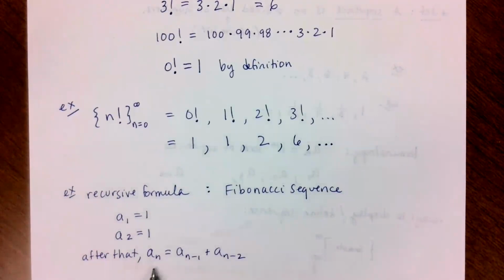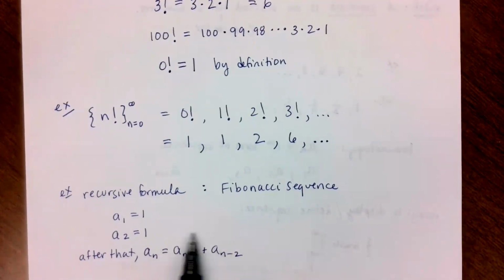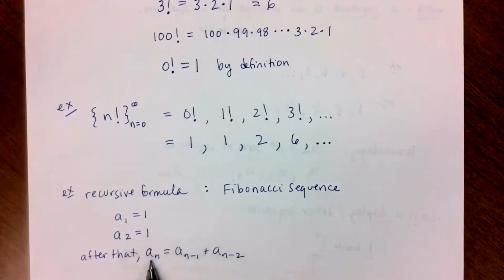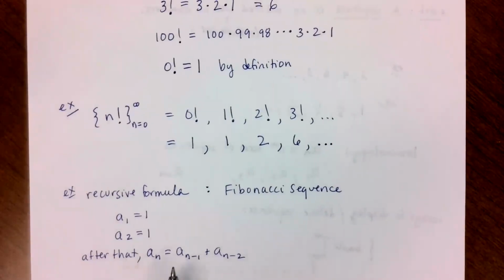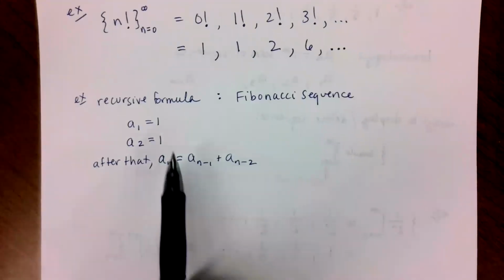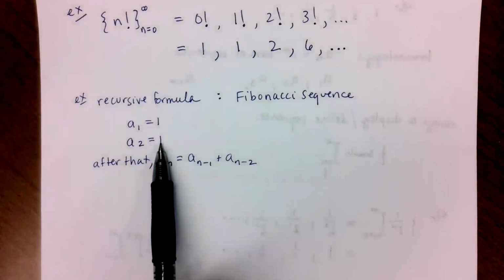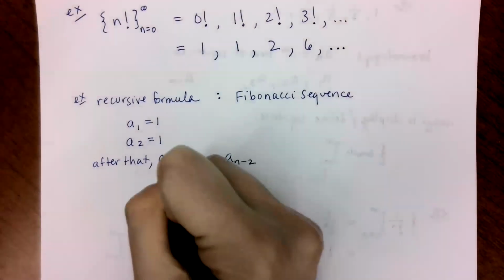So this is a recursive formula because it's defining a term in the sequence as a formula of the previous terms. So a_(n-1) is just the term that came before this one, and a_(n-2) is the one that came before that. So let's list out some of this sequence. Okay, so this is telling us the first two numbers are 1 and 1. 1 comma 1.